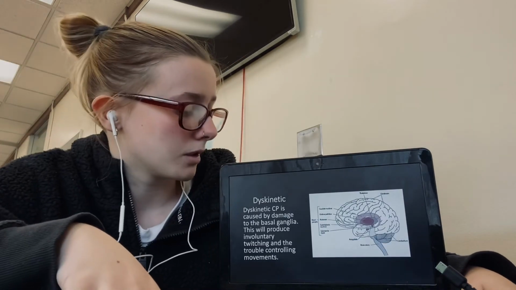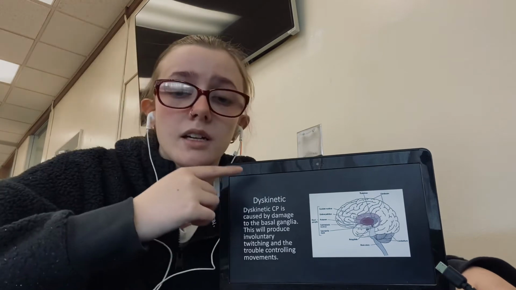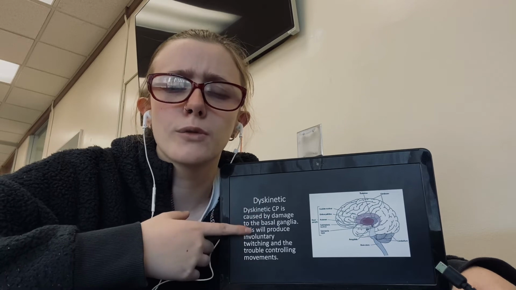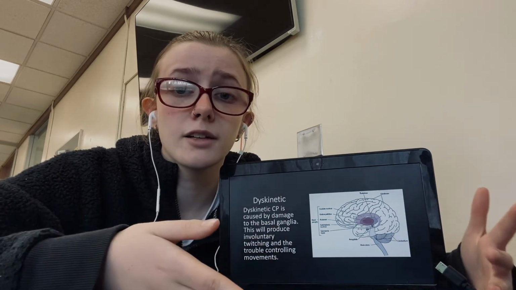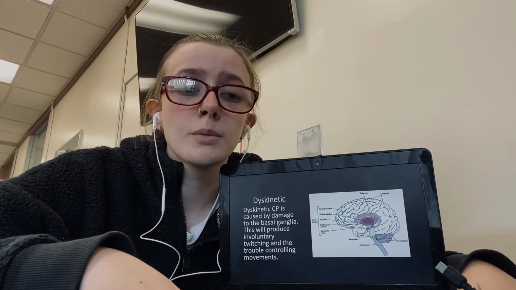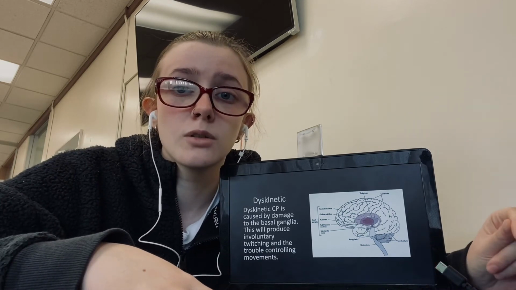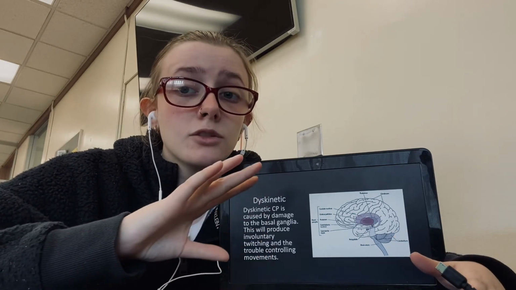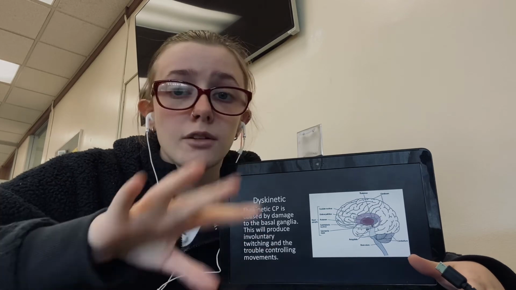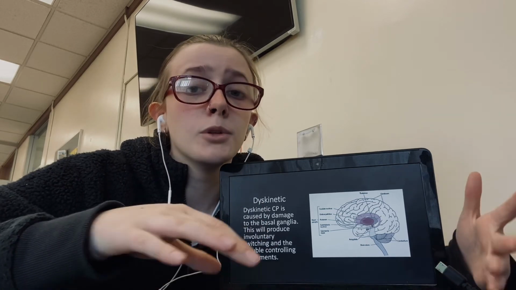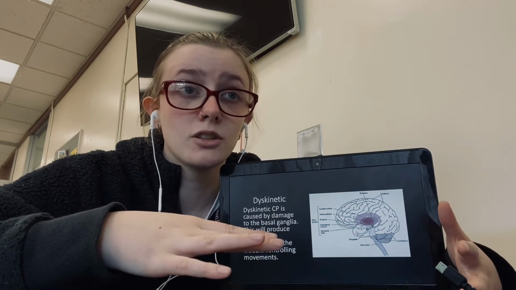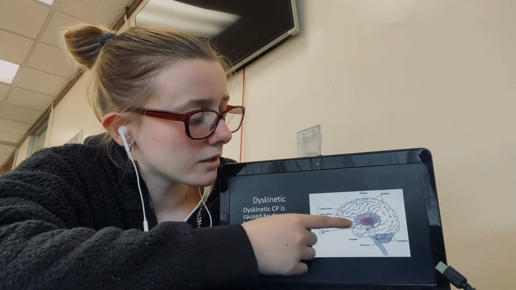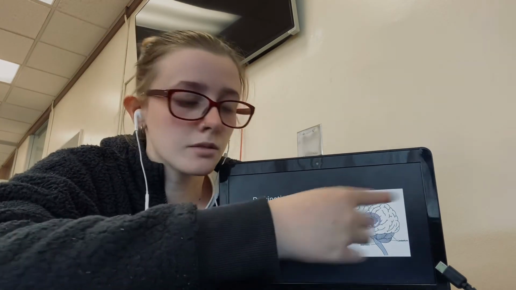The third type of CP we're going to be discussing is dyskinetic. Dyskinetic CP is caused by damage to the basal ganglia. The basal ganglia is responsible for different types of smooth movement, so when diagnosed with this type of CP, it's often hard for people to easily move their limbs, and they struggle, and this can cause different types of repetitive twitching and muscular spasms and other things that wouldn't allow your body to move as smoothly as it should when not having dyskinetic CP. If you look on this chart again, the basal ganglia is located right above the thalamus.